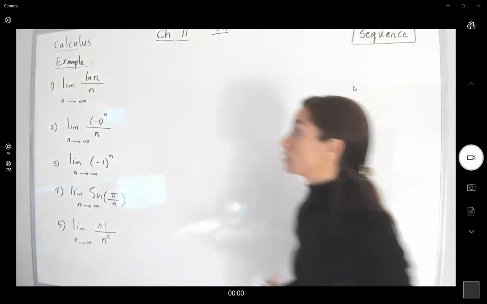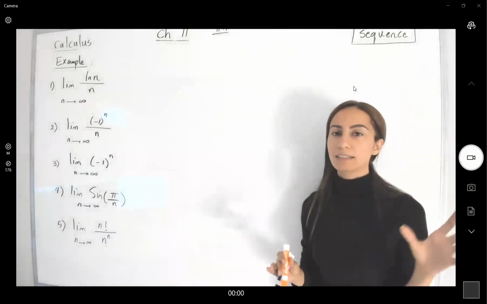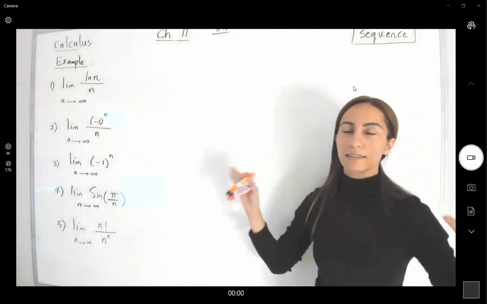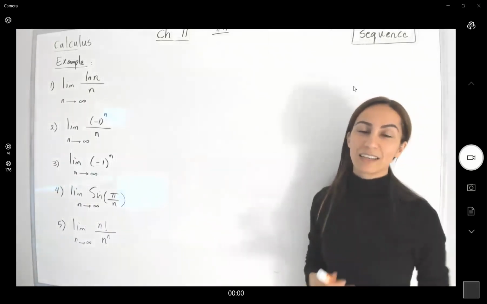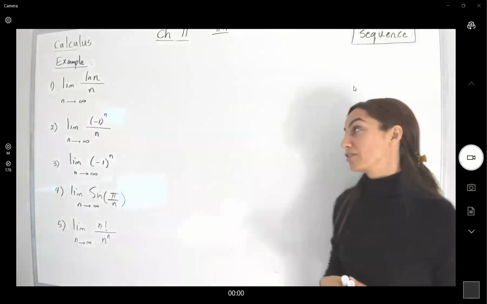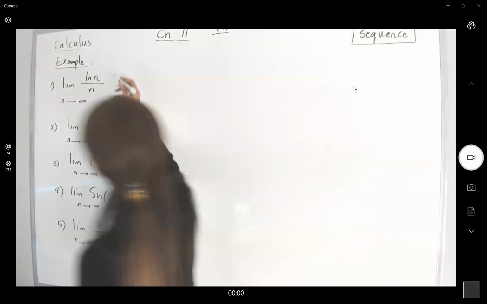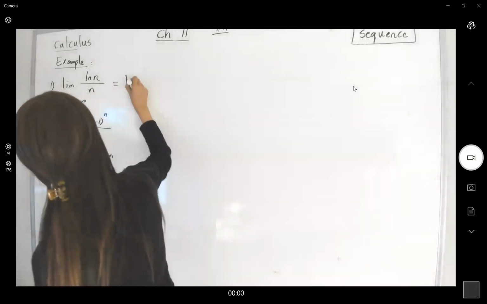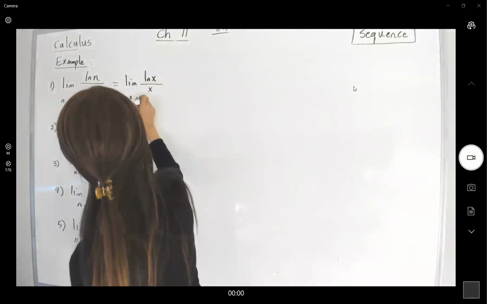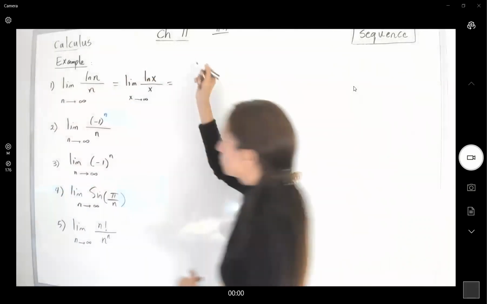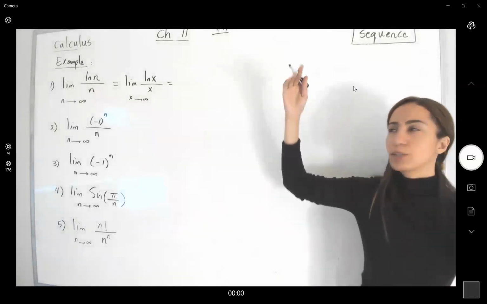Interesting sequences. Again, remember that when we are dealing with the limit of sequences, this is nothing but elementary calculus, the limit of a function f of x. For the first one, this is the same as taking the limit of ln of x divided by x as x approaches infinity. You remember this, right? It was infinity over infinity. Then you can apply L'Hopital's rule.